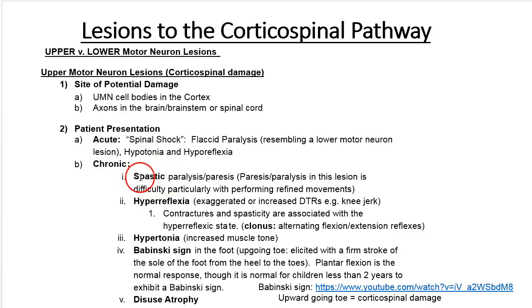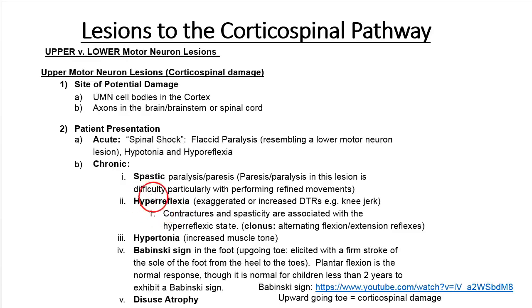It means that there are increased reflexes, there's resistance to passive movement, and one of the manifestations of that is hyperreflexia. That is exaggerated or increased deep tendon reflexes at any location below the point of damage to the corticospinal tract. So if the damage is in the cervical cord, then the knee jerk would be influenced, and there would be increased reflex for the knee jerk.